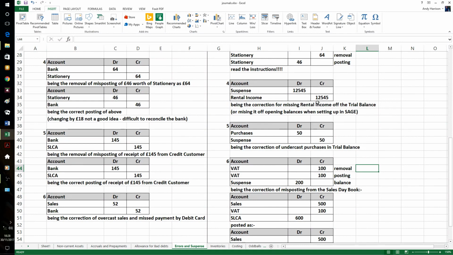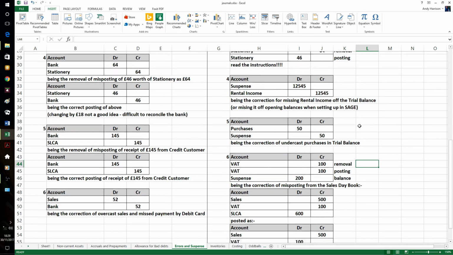So this is one where we just missed the rental income off the trial balance, so we'd better put it in as a credit entry and therefore debit suspense account. It could also be we were setting up a company in Sage and we missed it off the opening balances. It would be exactly the same journal.